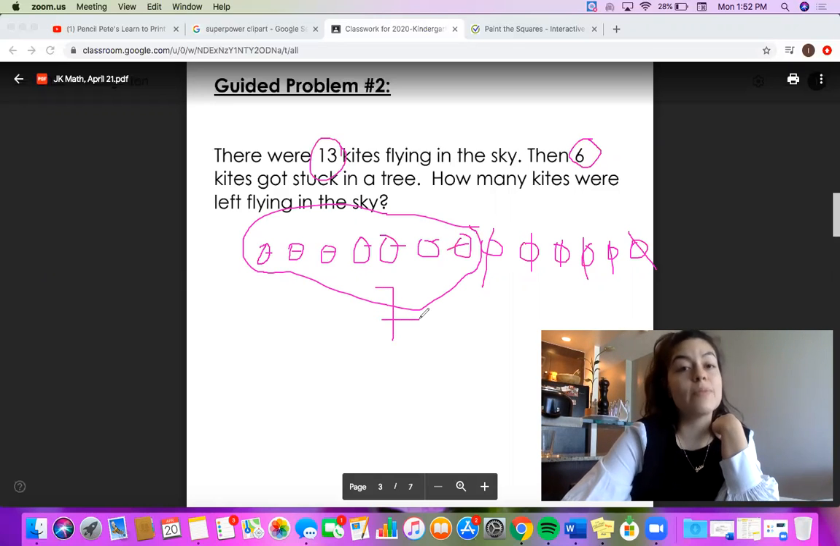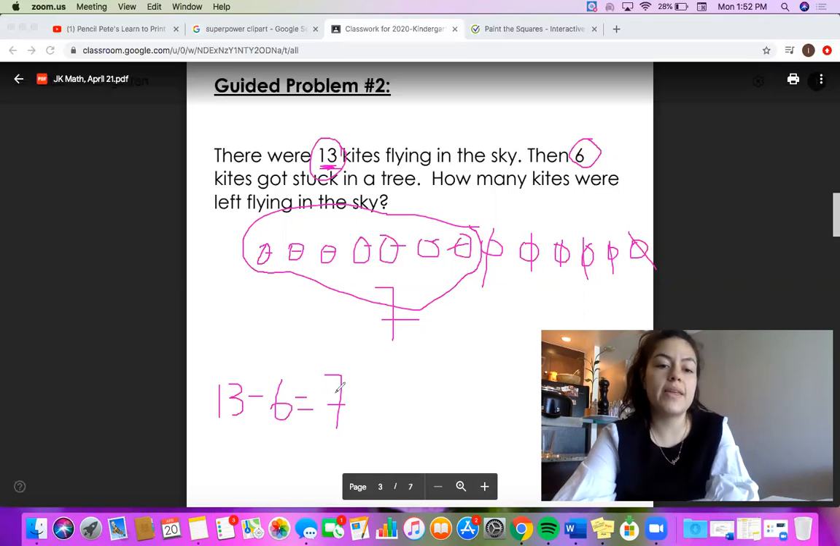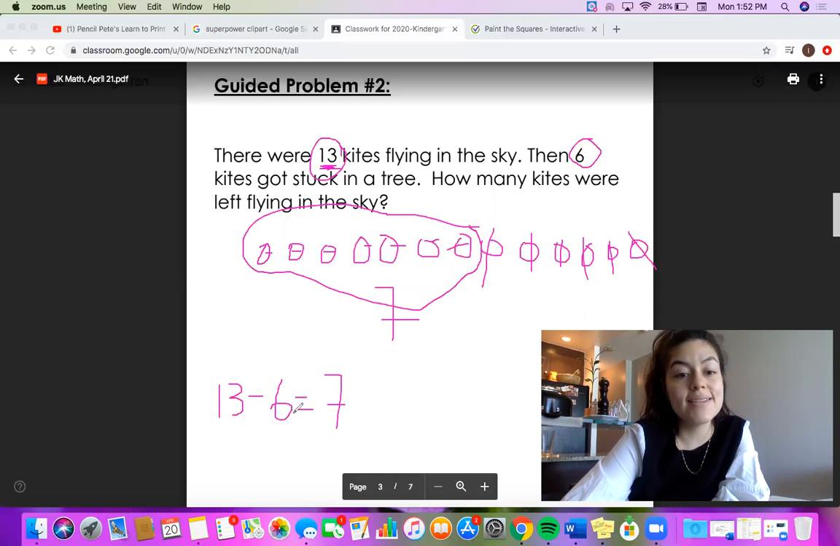And now we're able to write our equation. How many did we start off with? What was the whole number? 13. Then we got rid of some, so we subtract 6. And we were left at the end with 7 in the sky. So your equation would be 13 minus 6 equals 7.